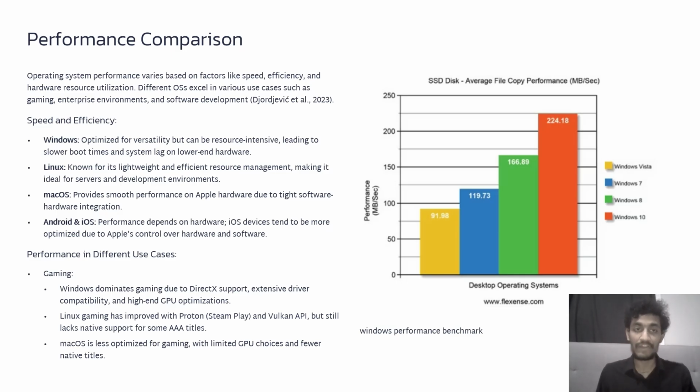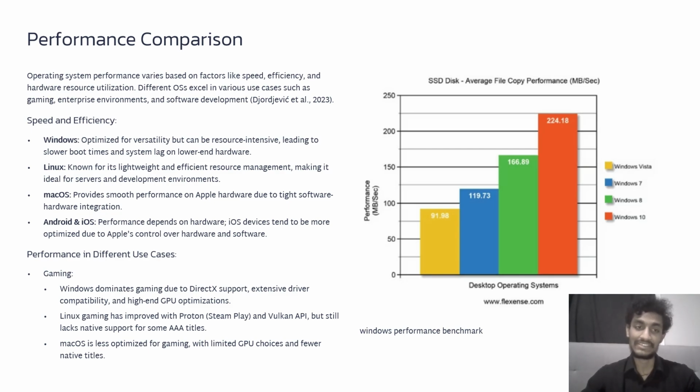Now let's see the performance comparison between these operating systems. Operating system performance varies based on factors like speed, efficiency, and hardware resource utilization. Different operating systems excel in various use cases such as gaming, enterprise environments, and software development.